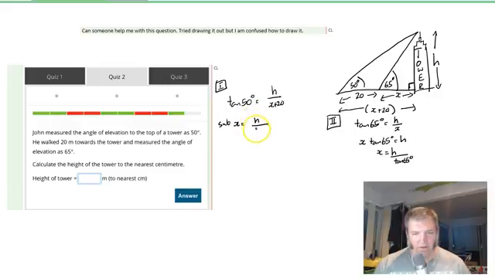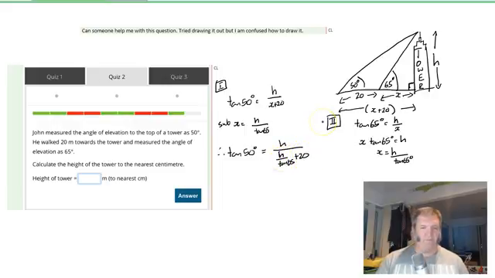h over tan 65. So now I have the tan of 50 degrees equals h over tan 65 plus 20. Doesn't that look like a mess? Alright, well I certainly don't like the look of that. Let's neaten it up a little bit.